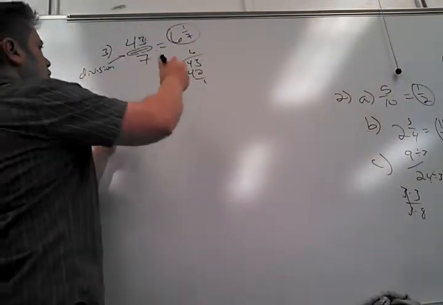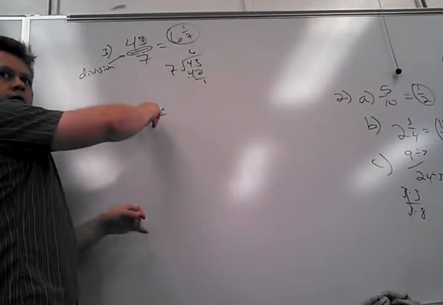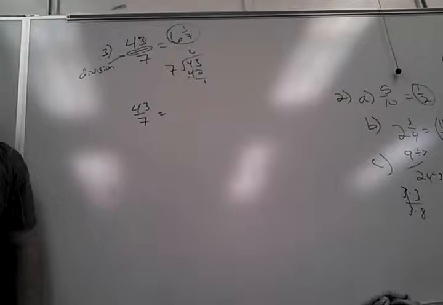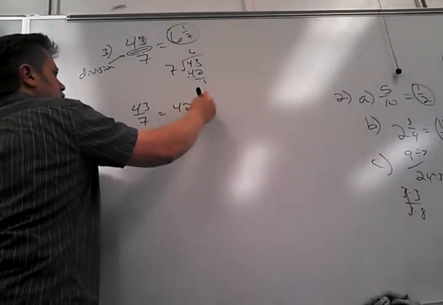Okay. And I showed you, I don't know if you guys remember this, but it's always good to remember 43 kind of sucks. It's too big. If only it was just 42, then 7 would go in evenly. So I can write this as 42 plus 1.